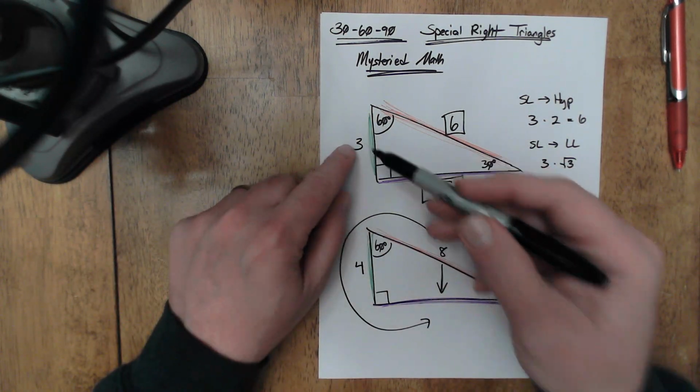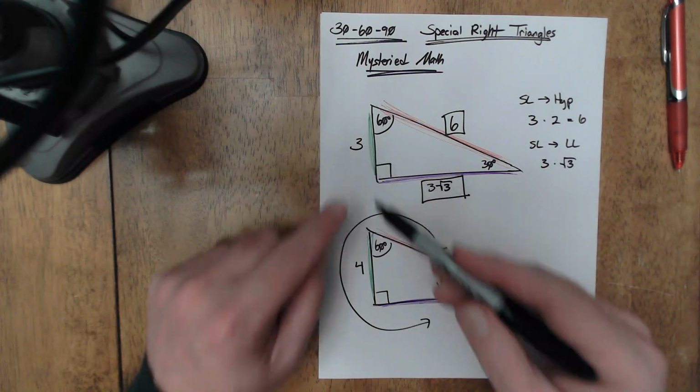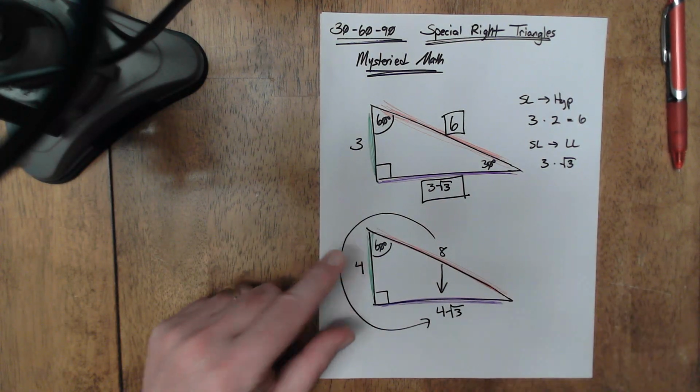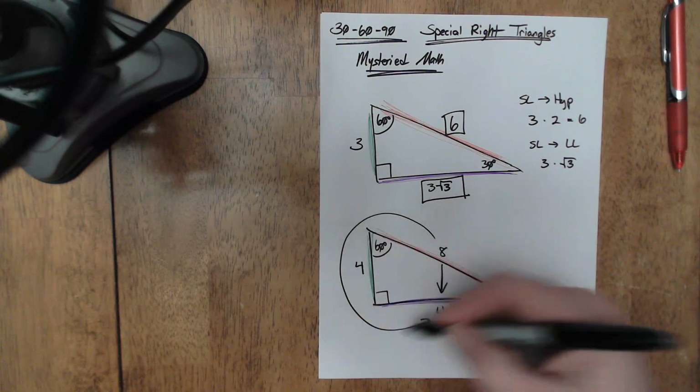Now you're back in the same position you were here, where you're just going to multiply whatever that value is times radical 3. And it becomes 4 radical 3. Pretty simple. If you go that way, that's an excellent recommendation.